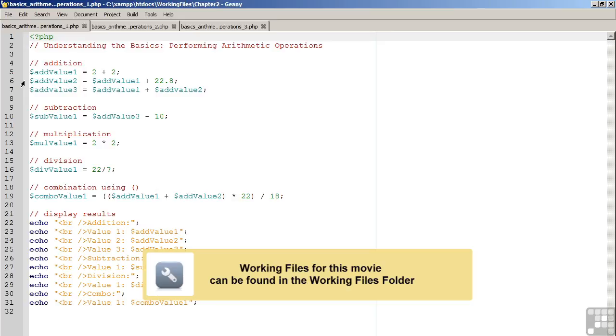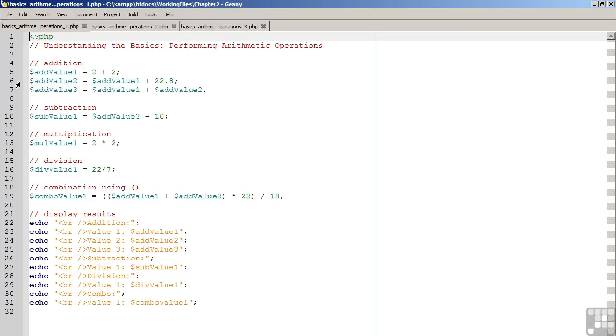Moving to our first code example, as you can see, you can add values by using the plus sign. Variables can be added to other variables, as demonstrated on line 6. $addValue2 equals $addValue1 plus 22.8. Also, on line 7, you can see variables can be a combination of other variables. So we see addValue3 equal to addValue1 plus addValue2.